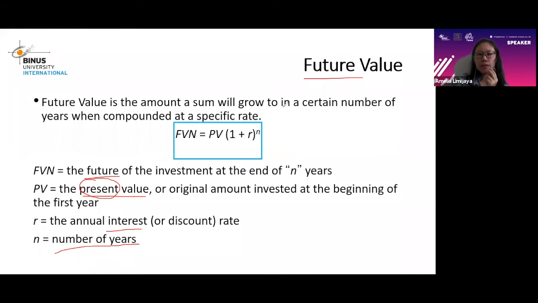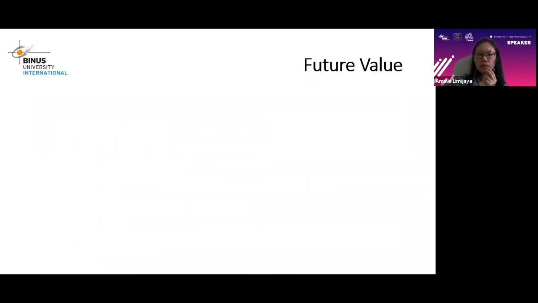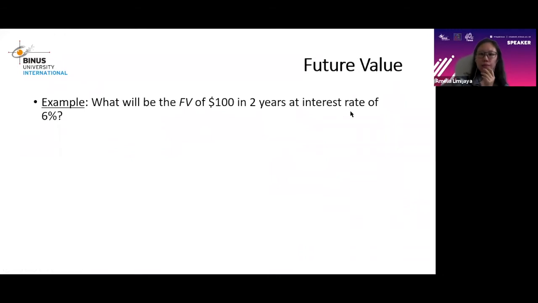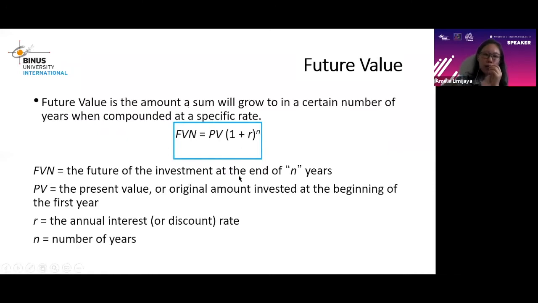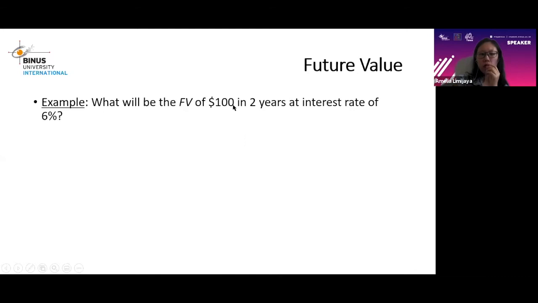Okay. Let's see an example. Still using the previous illustration, yeah, we have $100, but now we only have 2 years in perspective. So we're not going to use 3 years, but 2 years. The interest rate is still the same, 6%. Okay. I'm going to apply this into our formula here. Yeah, so first you need to identify PV. PV is how much money I have now. Now I have 100. Okay, so 100 is my PV.